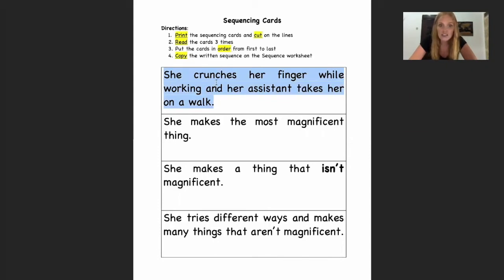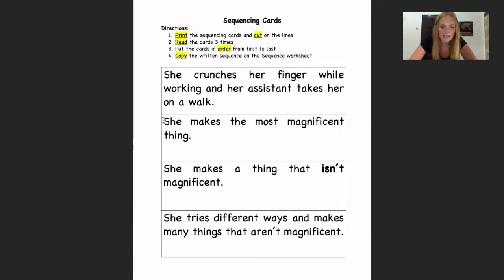She crunches her finger while working, and her assistant takes her on a walk. Nice job. Now remember, the assistant from the story, was that a person? The one who was helping the little girl? It was not. It was her puppy dog. So her assistant takes her on a walk after she crunches her finger.